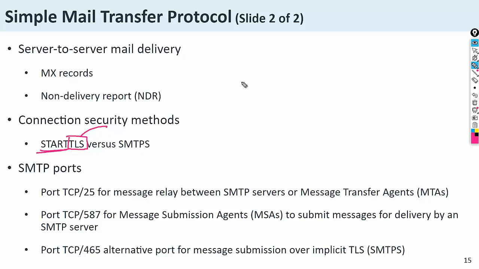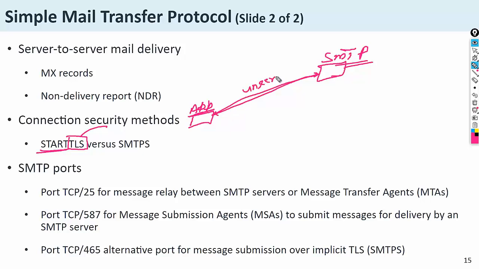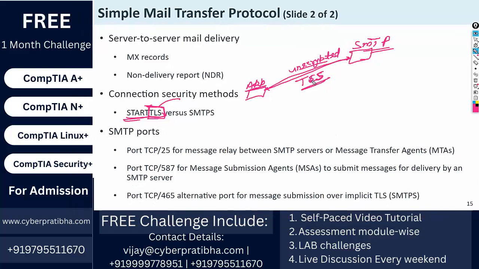So how is it possible? Your email client, this is your app, is going to be connected with the SMTP server. STARTTLS means it will first make the connection unencrypted. Then it will request that I want to start the data over TLS. I want to start the data over TLS. So it will say start the connection over TLS, meaning this connection should be over the secure channel.